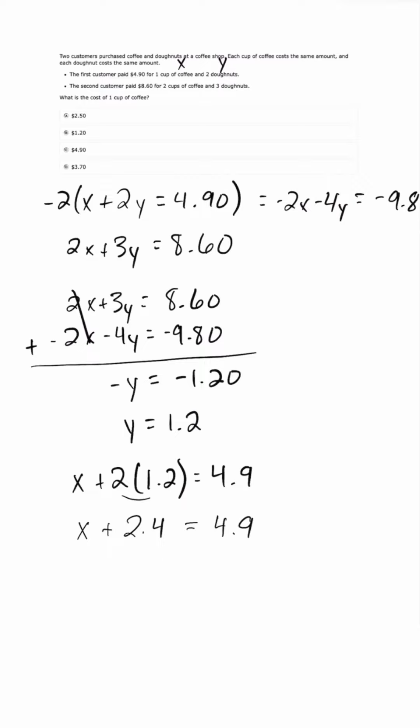So now it's just a one-step equation. And so I'm going to subtract 2.4 from both sides. And we are going to get x is equal to 2.5, right? And so that would be the same thing as $2.50 for one cup of coffee. And so if we go to our answer choices, we see that we have $2.50 for letter A.